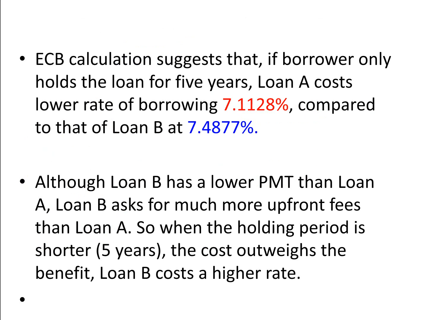The effective cost of borrowing calculation suggests that if the borrower only holds the loan for 5 years, loan A costs a lower rate of borrowing, 7.1128%, compared to that of loan B at 7.4877%. Although loan B has lower monthly payments than loan A, loan B asks for much more upfront fees than loan A. So when the holding period is shorter, the cost of upfront fees will outweigh the benefit of lower mortgage payment. Loan B will cost at a higher rate.